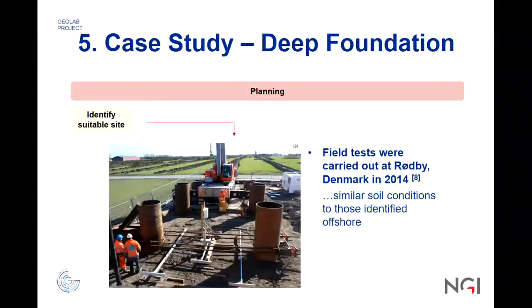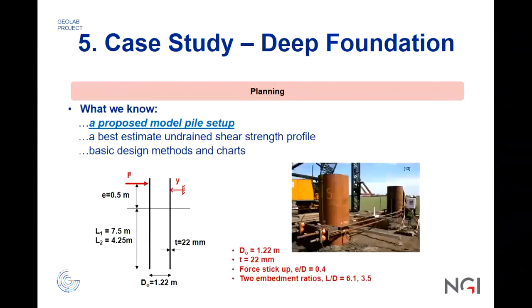First, they identified a suitable site. In this case, it was carried out in Rødby in Denmark in 2014. The reason this site was chosen is because it had similar soil conditions to those identified offshore, where the wind turbine is going to be installed. And then they have a proposed setup in order to test it. This is a proposed setup. This is the first step that we were talking about before.